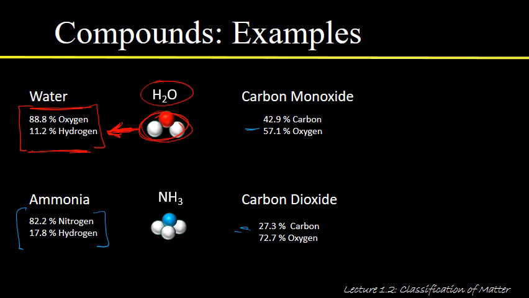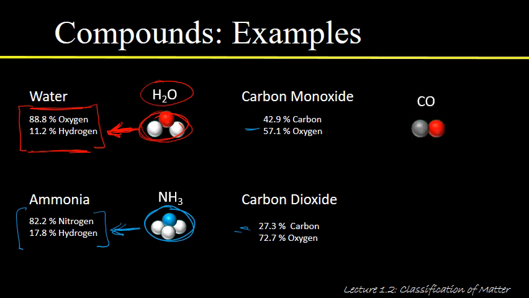Ammonia is NH3, so that's 1 nitrogen and 3 hydrogens, right? And if you've got this ratio of nitrogen atoms and hydrogen atoms, and you take into account the relative weights of those different atoms, you're always going to get 82% nitrogen and 18% hydrogen.